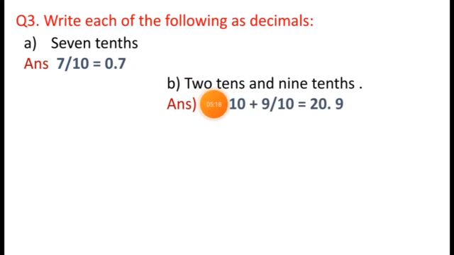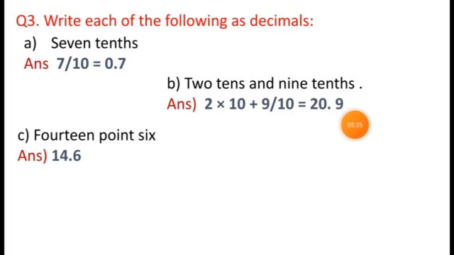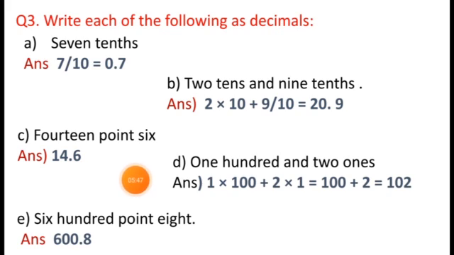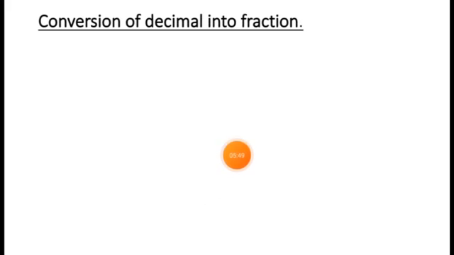Now see here, 2 tenths and 9 tenths means 2 is having the place value of 10. So 2 multiplied by 10 plus 9 tenths, which means 9 multiplied by 1 upon 10. While solving, you will get 20 plus 0.9, that is 20.9. In the same way, you see the third question of question number 3, that is 14.6. So using the numbers it will be written as 14.6. Likewise, you can do the rest of the questions present on the screen.